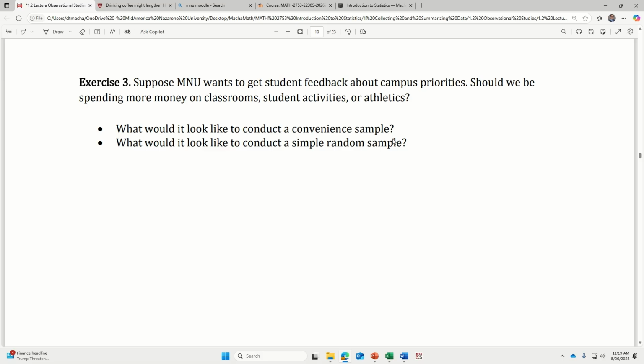What would it look like to conduct a simple random sample? It's actually a lot easier in this case, right? Yeah, because MNU already has a list of all of their students, so they could number their students really easily, and then they could send you an email. Like Riley suggested, that would be super easy.